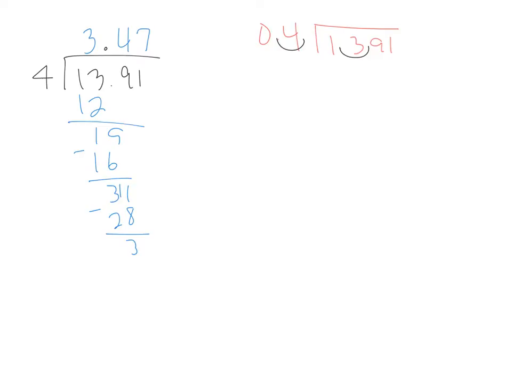Let's take it out a little bit further and see what happens. So I'm going to put a 0 on the end and bring that down. 4 goes into 30 7 times. 7 times 4 is 28. And then we have a 2. We bring down one more 0. 4 goes into 20 5 times.